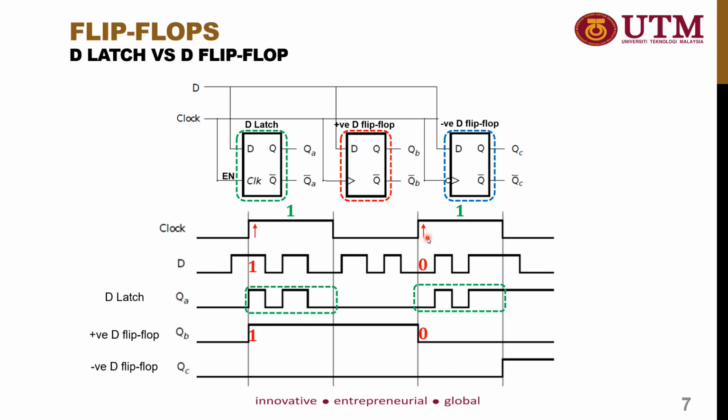Okay, so lastly, we'll take a look at the negative edge D flip-flop output. For the negative edge trigger D flip-flop, the output is triggered by observing the falling edge. So the first falling edge is here. At the first falling edge, you see here, the input D is equal to 0. As the initial value of the output is 0, it will retain the value of 0 until it meets the next falling edge, which is here.